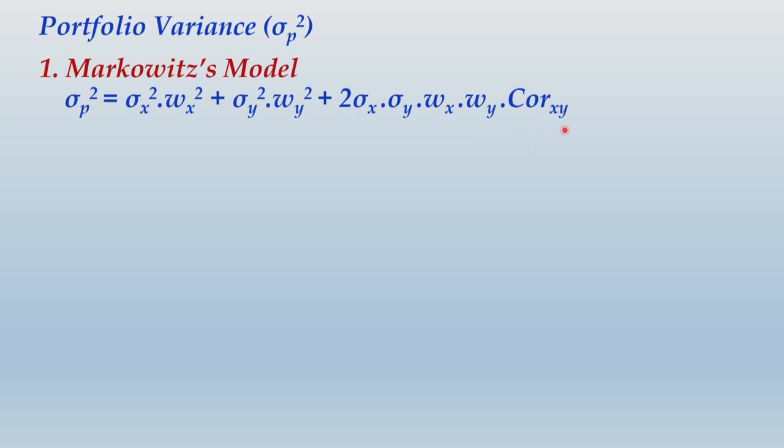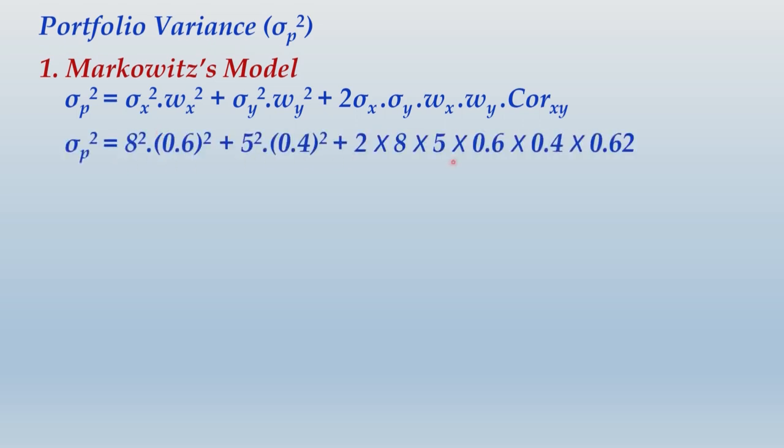The question has given all these input information clearly. So let us just substitute the values and you know how to apply the calculation. Three terms, correct. So just make the calculation, and what you get, aggregate of the three terms, is 38.944. This is the portfolio variance as per Markowitz model.